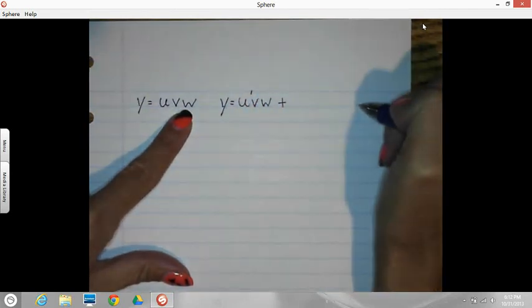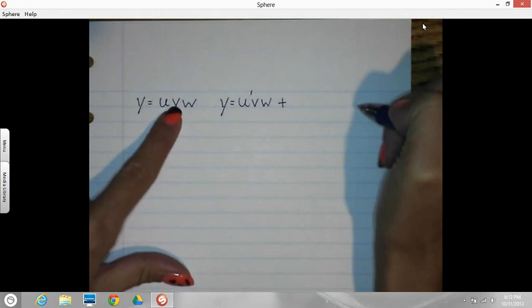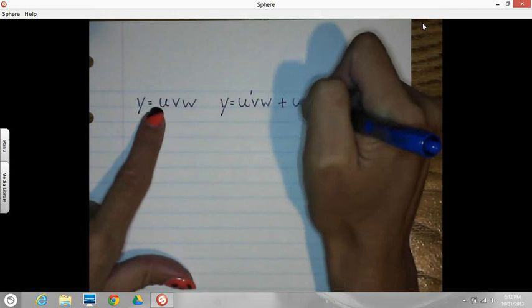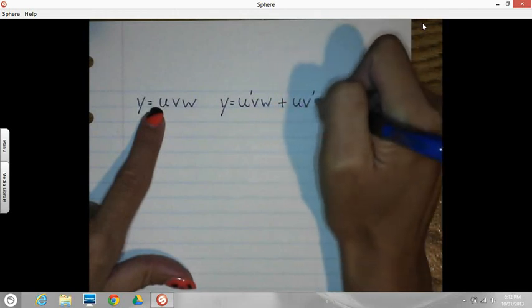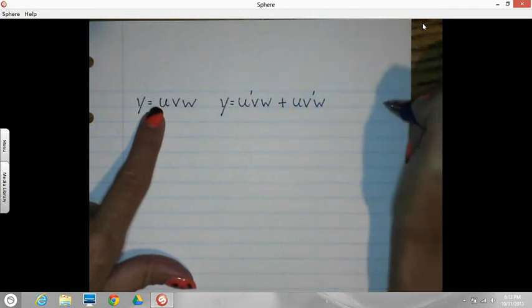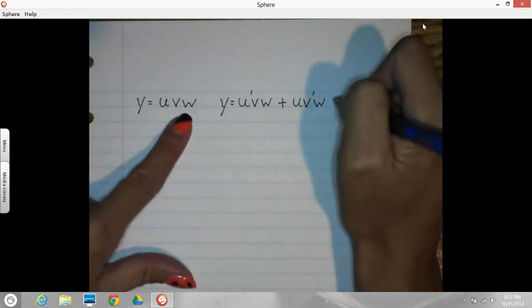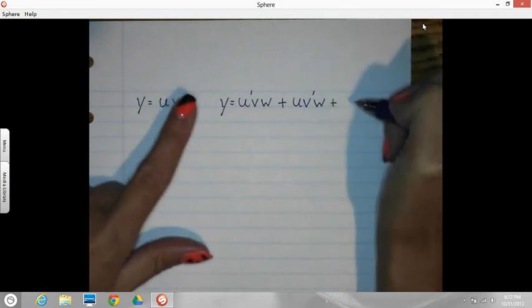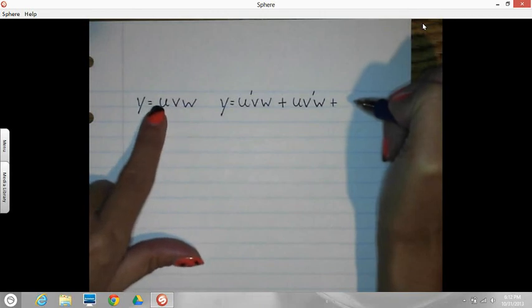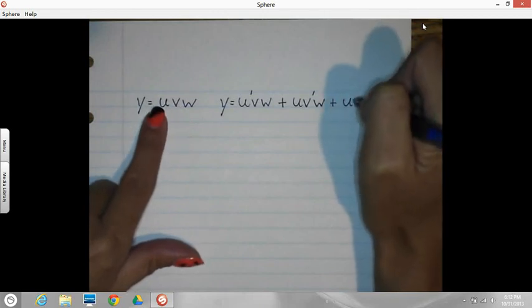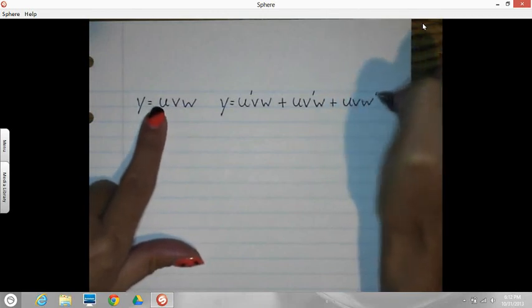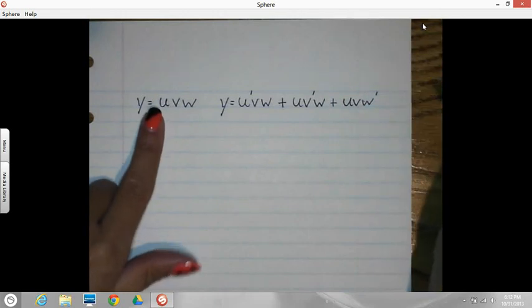And you add to that, you take the derivative of the middle one and keep the first and third the same. So it's u times v prime times w. And then, I think you know where it's going, we still need the derivative of the last term times the first 2. So we keep u, we keep v, derivative of the third term. That's just the way the product rule works.